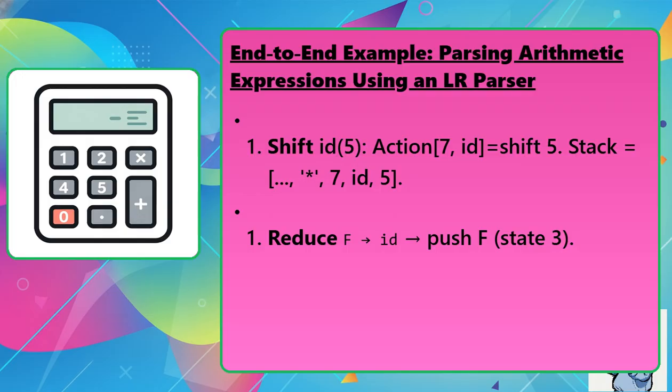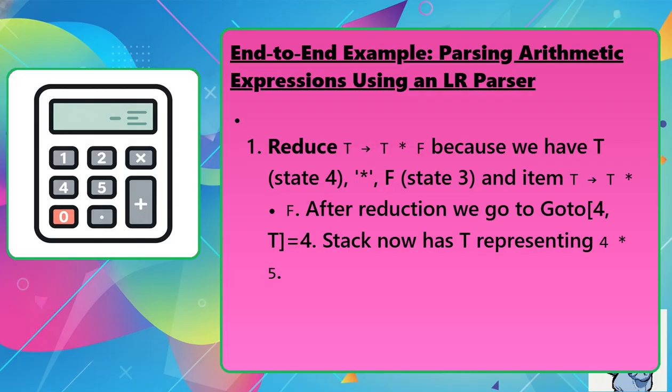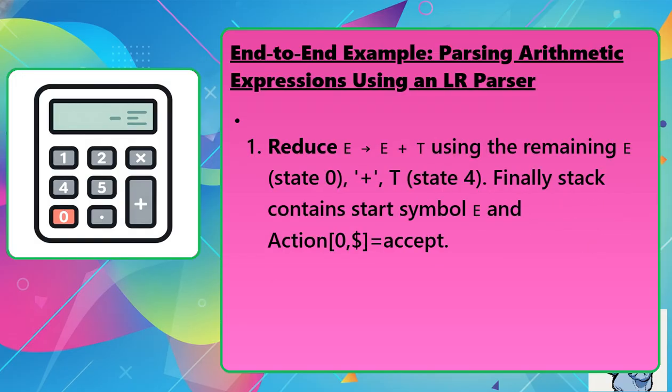Step 10: reduce F → id, push F state 3. Step 11: reduce T → T * F because we have T state 4, star, F state 3, and the item T → T * F dot. After reduction, we goto 4, T = 4. The stack now has T representing 4 times 5. Step 12: reduce E → E + T using the remaining E state 0, plus, T state 4. Finally, the stack contains the start symbol E and action[0, $] = accept.